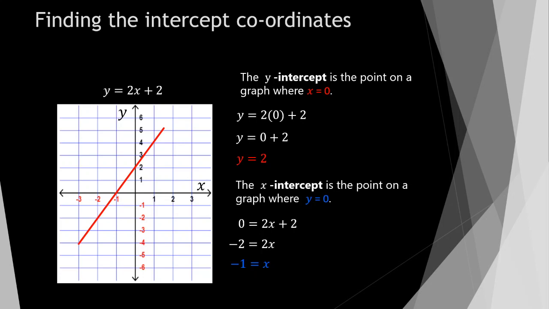So now we can come to a conclusion that the y-intercept has an x value of 0 and a y value of 2, which must mean that the coordinate point of this intercept is (0, 2). And if you look at the graph now, that's exactly where the y-intercept is. Same thing for the x-intercept, where x equals negative 1 and y equals 0. If you look at your graph, it's marked in blue. These are your two intercept coordinates.